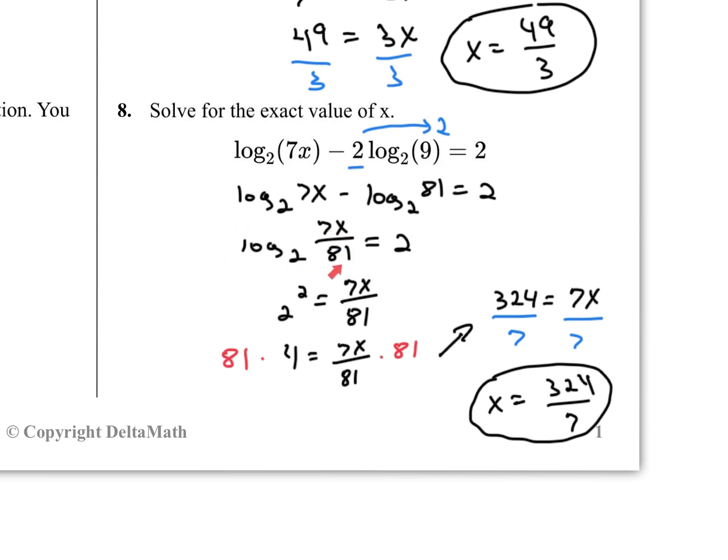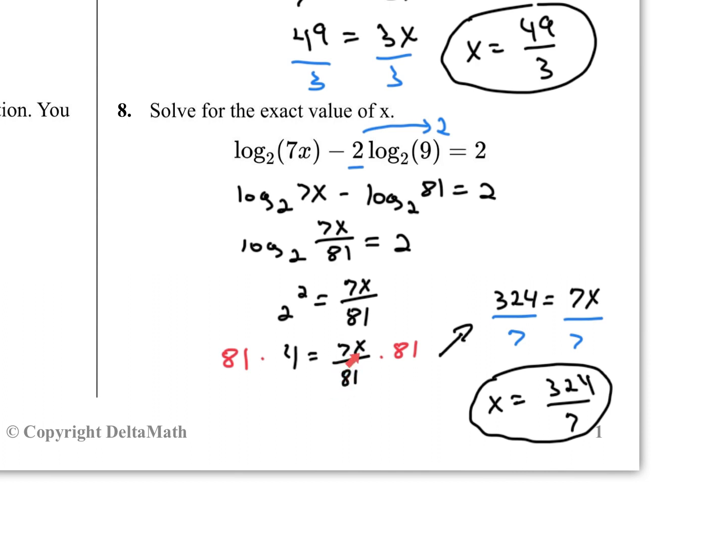So now we have our log equation that we're going to write as an exponential equation. The base of 2 to the exponent of 2, or 2 squared, equals the 7x over 81. Well, 2 squared is 4. So now it says 4 equals 7x over 81.